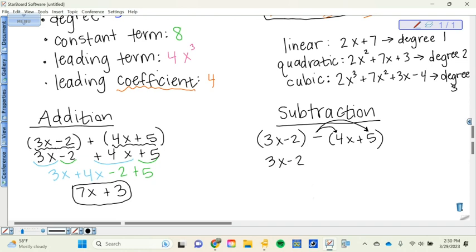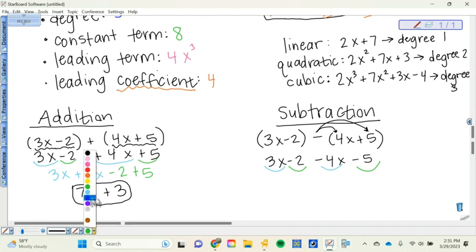3x minus 2. But then we distribute this minus sign. So we do minus 4x minus 5. If they're negative in here, you're going to make it positive, which I'll show you in a second. Okay, so now it's the same exact steps. I still look for my like terms, right? I have my 3x and my -4x, and I've got this -2 and a -5.